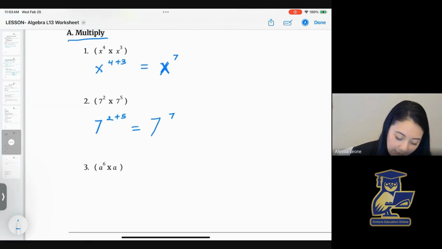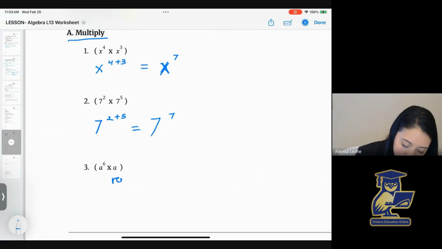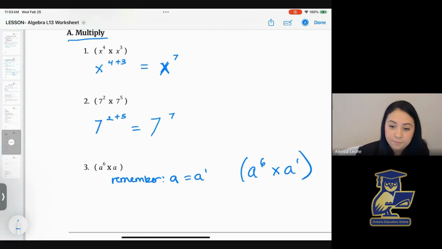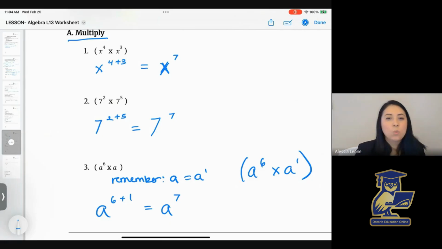Now we have here a to the power of 6 times a. Now remember, a really is a to the power of 1. So we can rewrite that as a to the power of 6 times a to the power of 1, just to give us a better visual. The base is the same. Even though it's not a number, it's the same. It's an a. So let's leave a. 6 plus 1. A to the power of 7. And that's our answer. We don't really care about the base. We don't care if it's a letter or a number. As long as it's the same, we're keeping it.